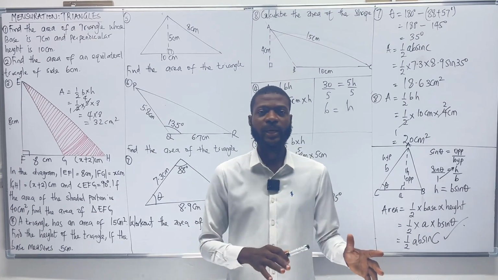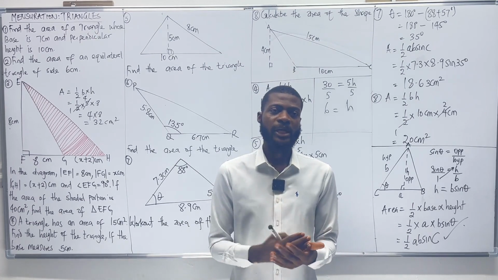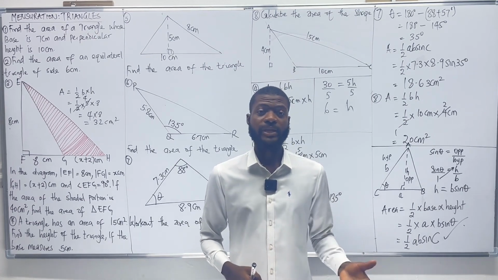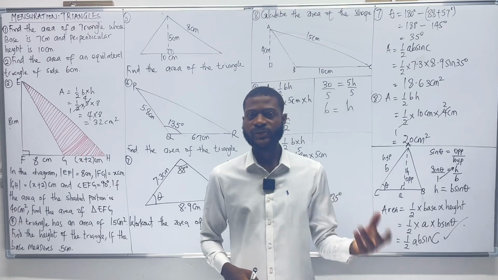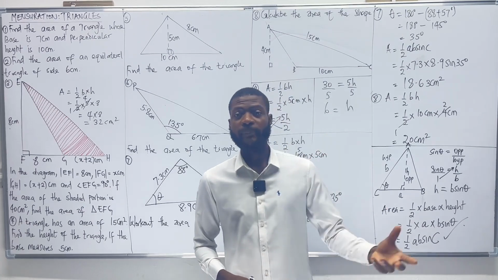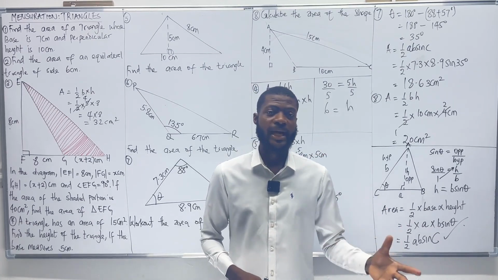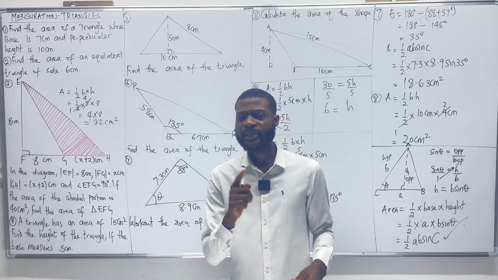I'll see you in the next one, where we discuss areas and perimeter of quadrilaterals, rectangles, squares, trapeziums, rhombus, kites. We're going to do all of those. It's going to be an interesting one.